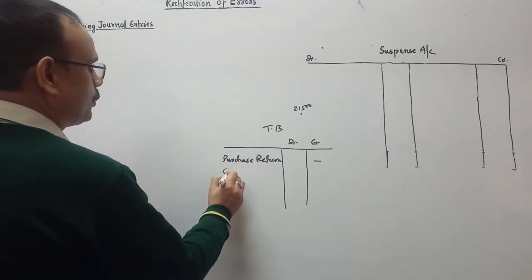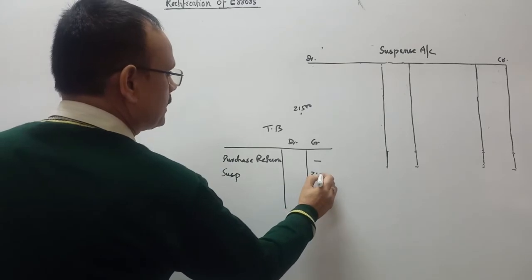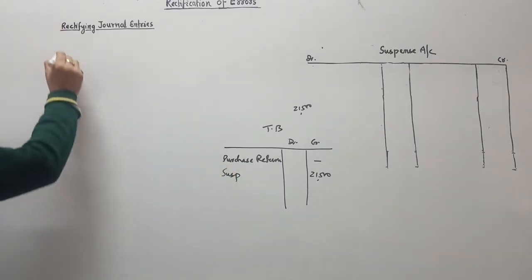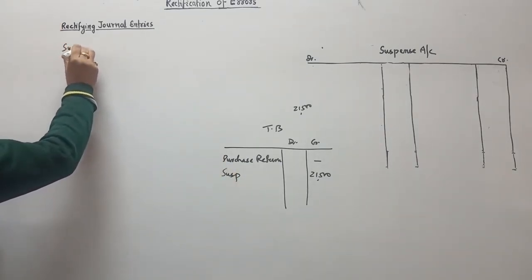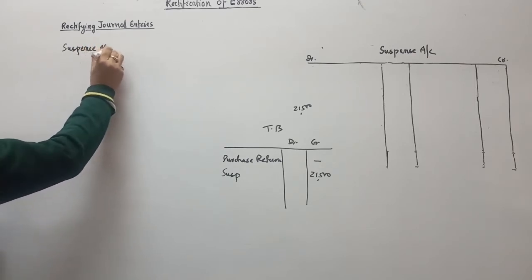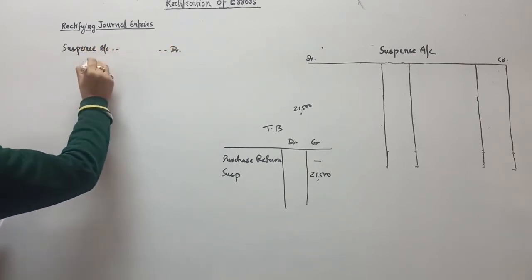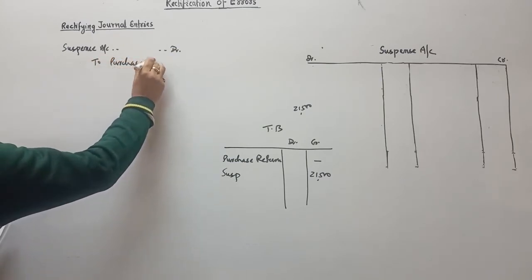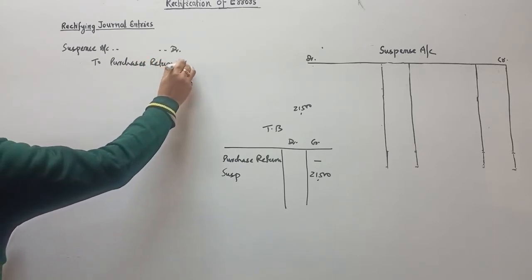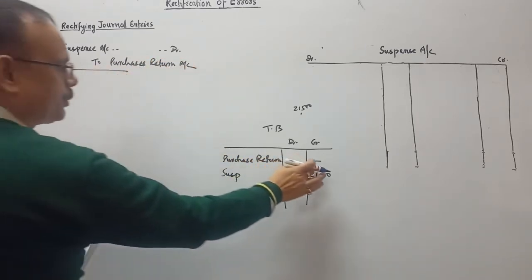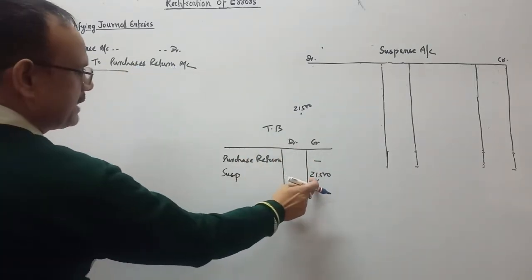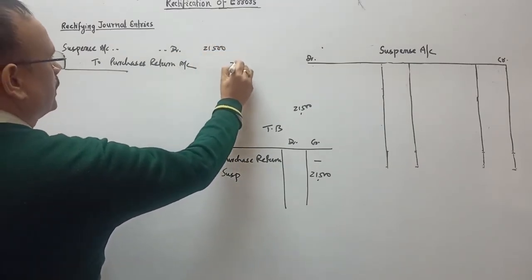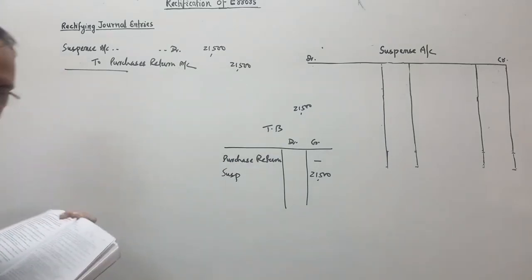So suspense account will be opened on this side, 21,500. So debit the suspense account over here. Then you cancel the suspense account, and credit the purchase return account where you have not done the posting. For cancellation, you debit the suspense account 21,500. Is it clear?